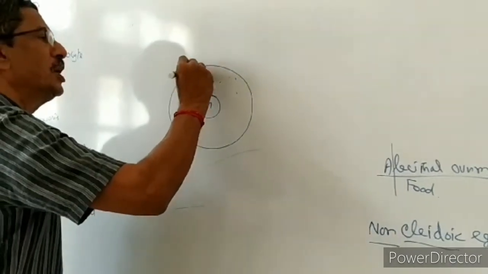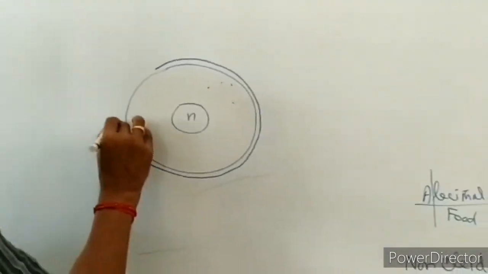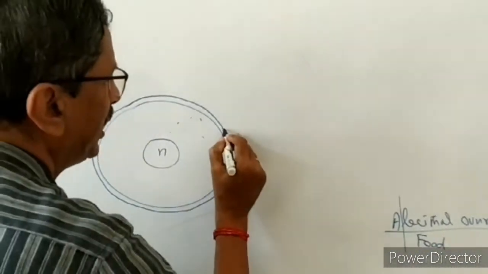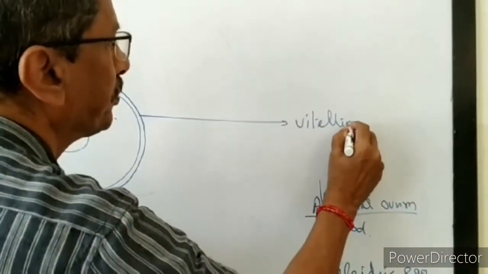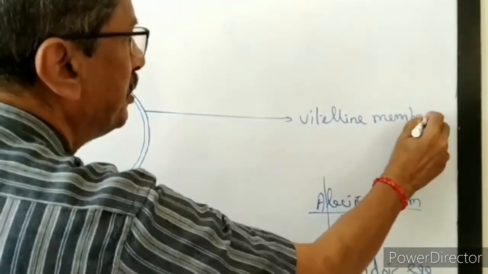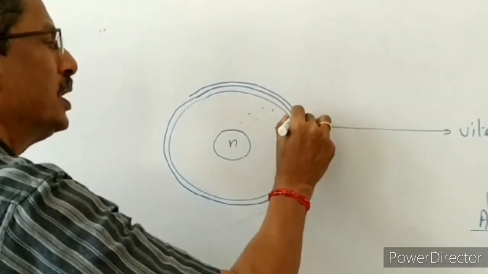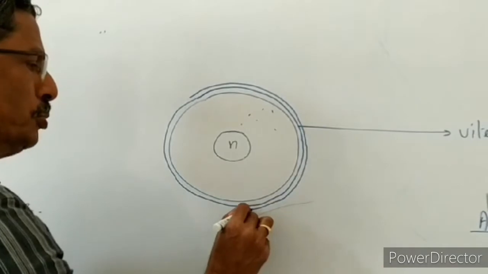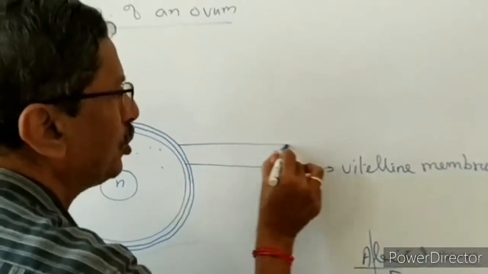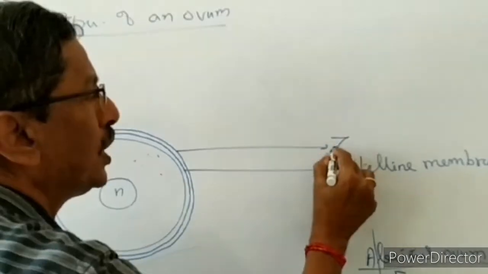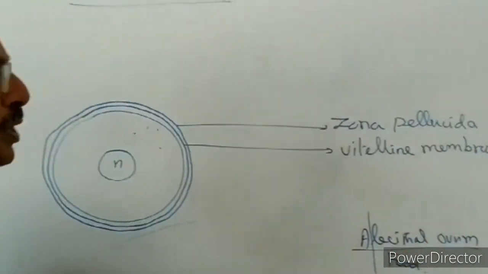Now this ovum is surrounded by a very smooth membrane. One thin membrane is there. It is a very smooth membrane. Now this smooth membrane is present immediately above the cell membrane. It is called a vitelline membrane. Now the vitelline membrane is further surrounded by one more smooth membrane. The next smooth membrane, which is present above the vitelline membrane, is called zona pellucida.